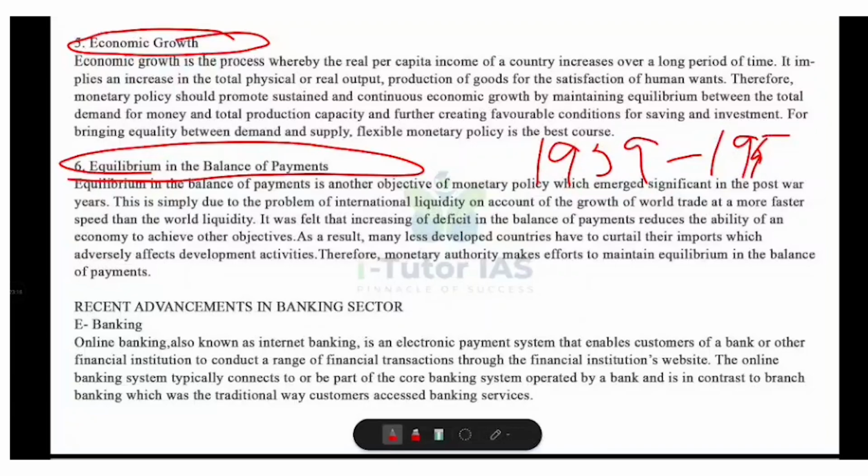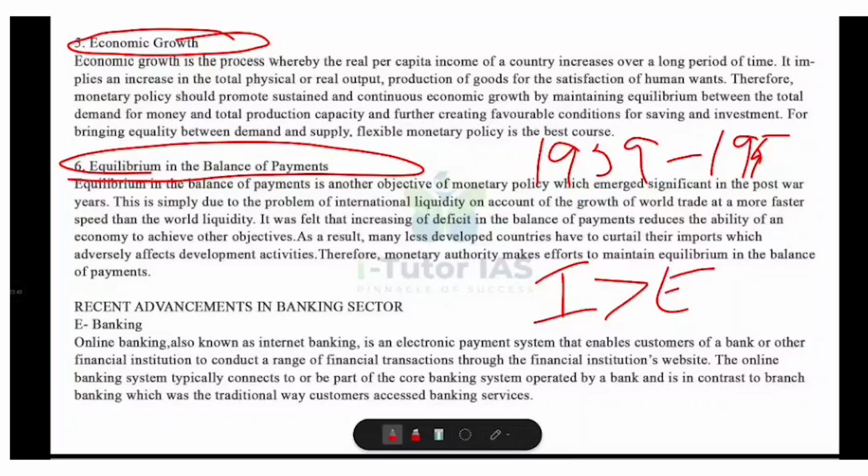But the availability of international liquidity, that is global money available for trade and payment, didn't grow at the same pace. And this led to many countries, especially developing ones, facing deficits in the balance of payment. Now what happens when a country has a BOP deficit? It means the country is importing more than its export, and hence losing foreign exchange reserves. When this continues, the country's ability to buy goods from abroad or to invest in development gets affected.